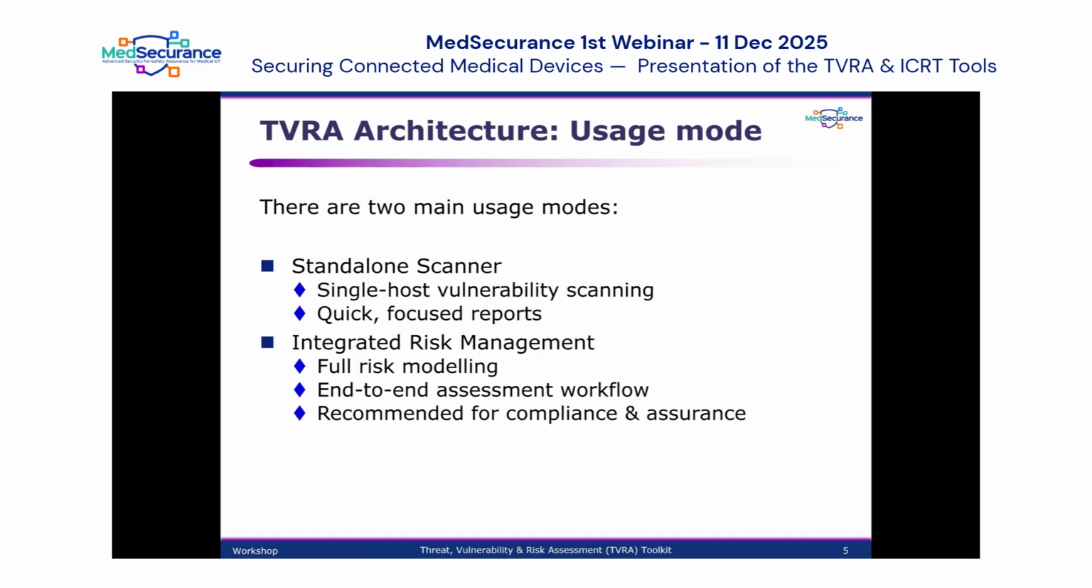So this tool has two main user modes. A user, partner, or manufacturer vendor can use it as a standalone scanner. In the first user mode, they can use it as a vulnerability scanner, which is a single-handed tool. The advantage of this mode is a quick and focused report, so the user has some information about the vulnerability within their use case scenario.